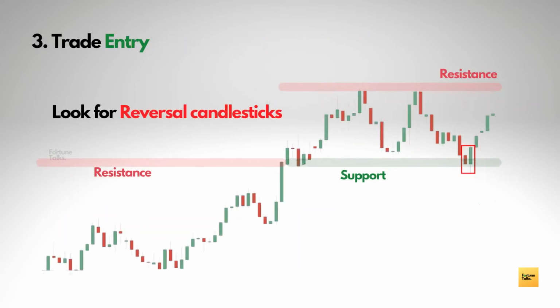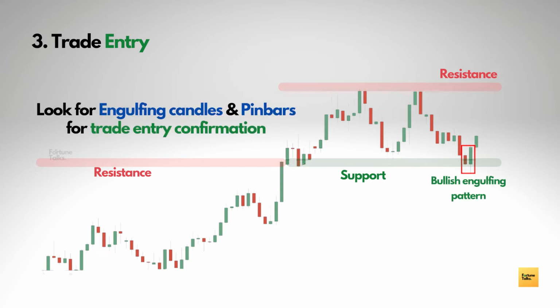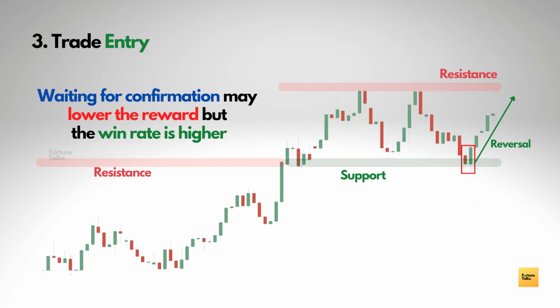Now the third point to consider is regarding the trade entry. Now that the price has reached an area of value, you have to look for reversal candlestick patterns. You can use reversal candlestick patterns like engulfing candles or pin bars to time your trade entry. So you will enter a trade only after the market shows signs of reversal. However, you risk entering at a much higher price, which may lower your risk to reward ratio, but it gives you a higher win rate.